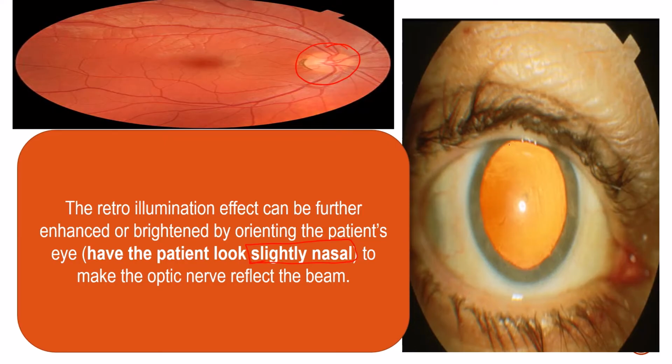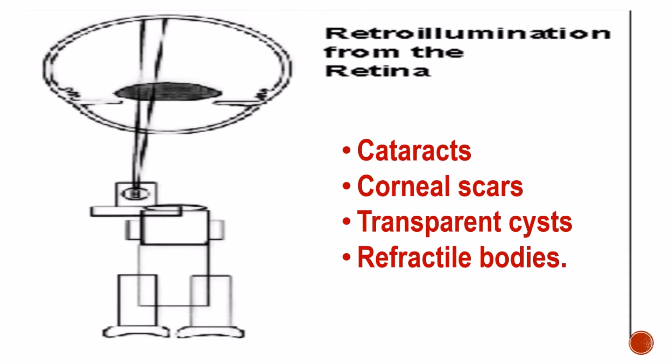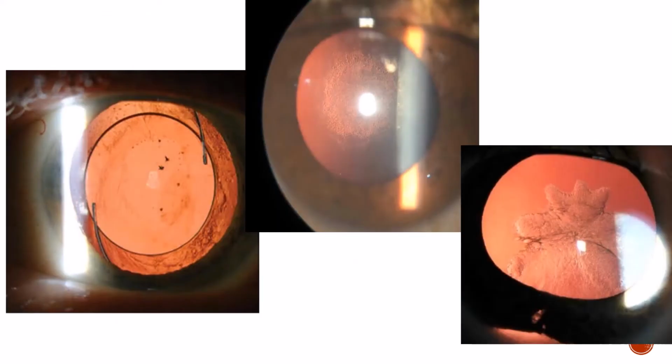Okay, so this is how you are going to get a retroillumination in a normal eye, in which the cornea is clear, in which the lens is clear, so you do not have any opacities which will actually disturb your red reflex. However, there are conditions which can be diagnosed using the retroillumination from the retina. So these are the cataracts, corneal scars, transparent cysts, and refractile bodies present on the lens or the cornea.